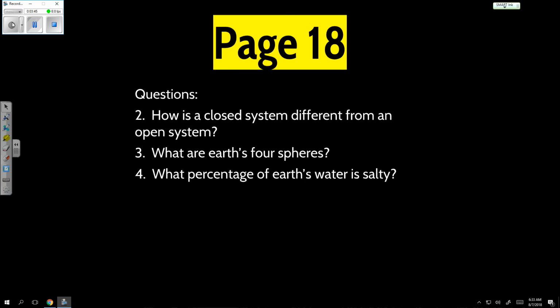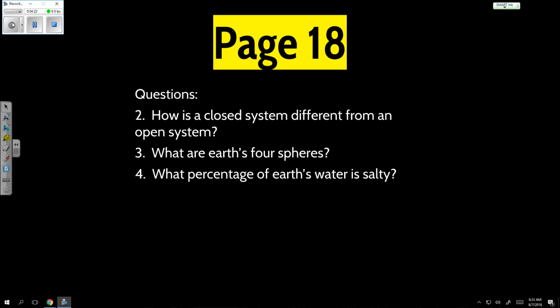Page 18, questions to answer. How is a closed system different from an open system? What are Earth's four spheres? What percentage of Earth's water is salty? Closed systems. Highlight the first sentence. A closed system is a system that exchanges energy but not matter with the surroundings.